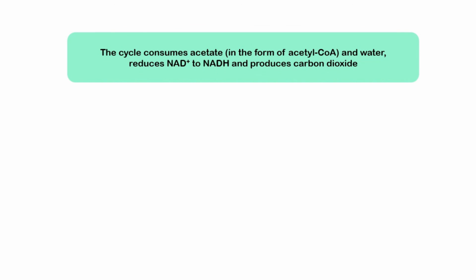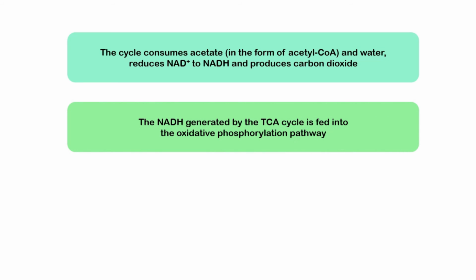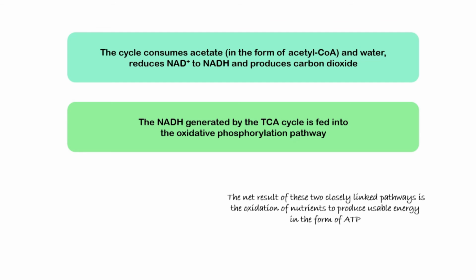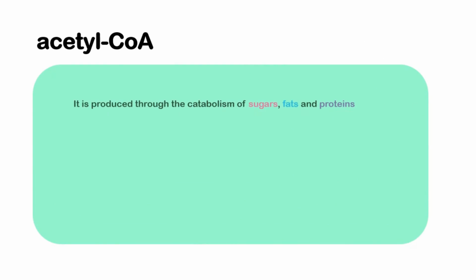The cycle consumes acetate in the form of acetyl-CoA and water, reduces NAD+ to NADH, and produces carbon dioxide. The NADH generated by the TCA cycle is fed into the oxidative phosphorylation pathway. The net result of these two closely linked pathways is the oxidation of nutrients to produce usable energy in the form of ATP. Acetyl-CoA is produced through the catabolism of sugars, fats, and proteins.